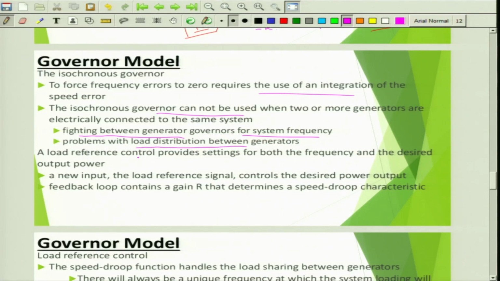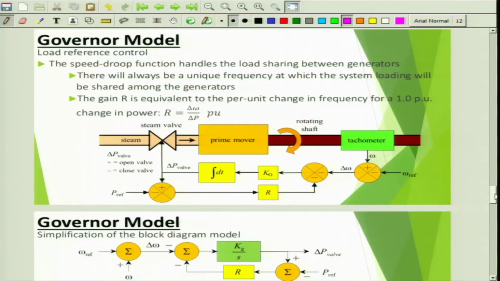So a load reference control provides settings for both the frequency and the desired power output basically, right. So a new input, the load frequency signal, controls the desired power output. A feedback loop contains a gain R that determines a speed droop characteristic. So basically the governor droop characteristic will help to ensure that during normal and transient conditions the load is shared among the multiple generators. I will explain you in detail.